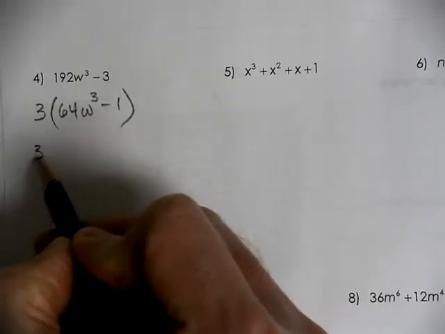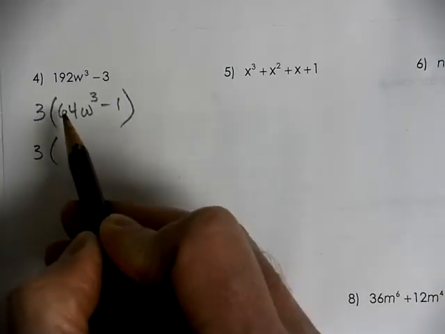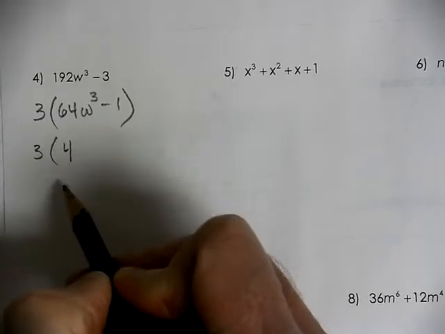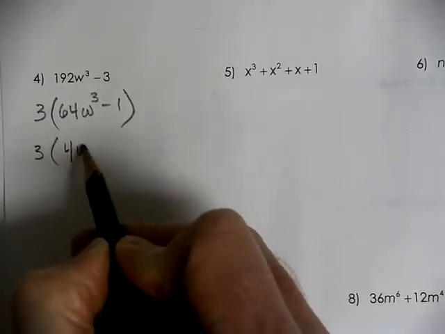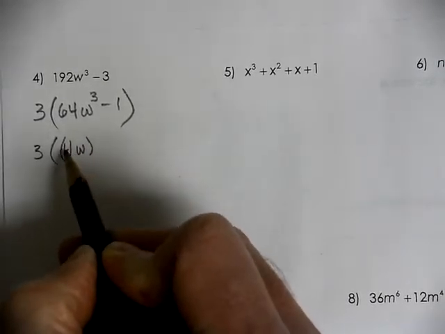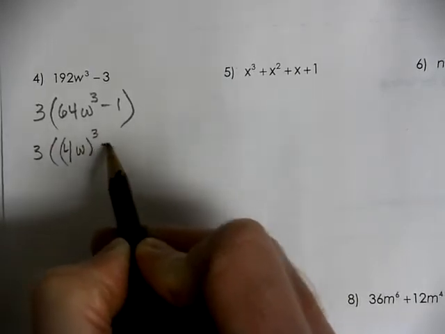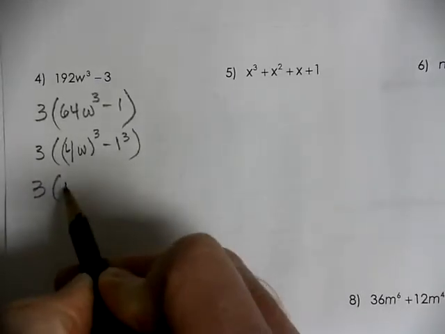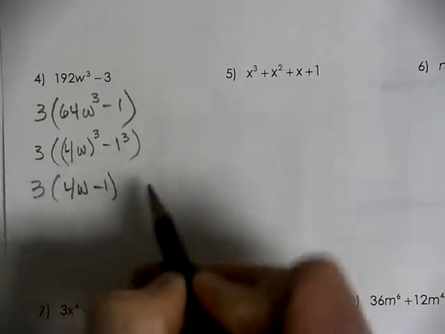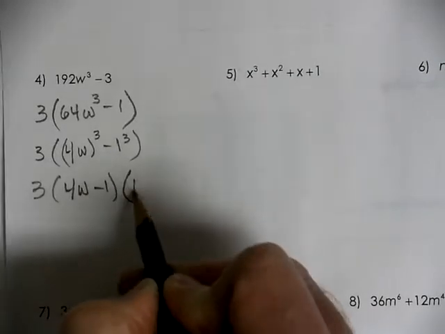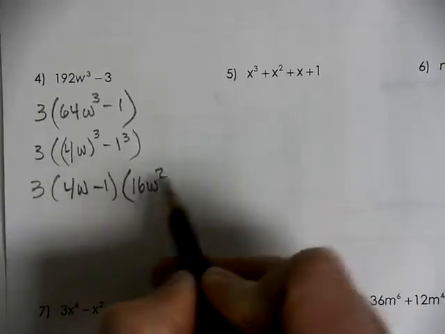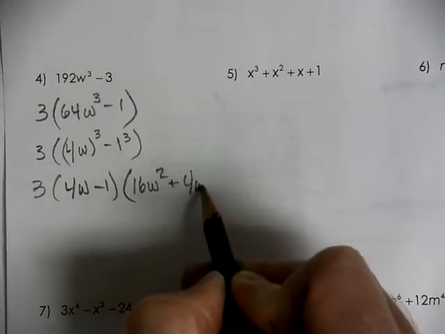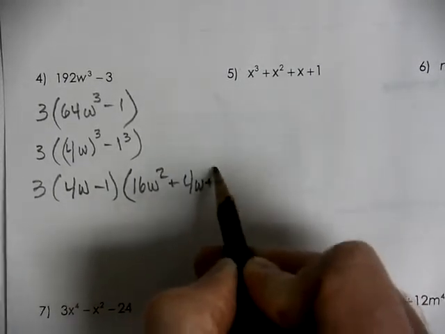So with this one, what times what times what makes 64? 4 times 4 times 4 makes 64. So you have this w, or 4w, that's being cubed, and you have 1 that's being cubed. So you're going to write 4w minus 1, square your 4w, change the sign, multiply the 2 together, and square the 1.